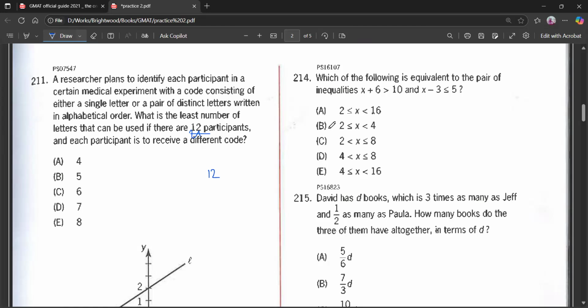okay. If I take 4 letters A, B, C, D, the next ones are AB, AC, AD. Yes, different. And next, BC, BD and CD. How many codes? 4, 7, 8, 9, 10. It can't reach 12, so 4 is not enough. It should be 5. At least 5. That's the difference.